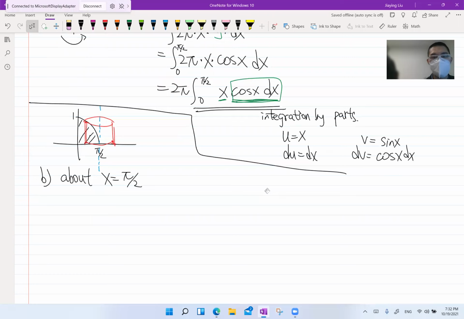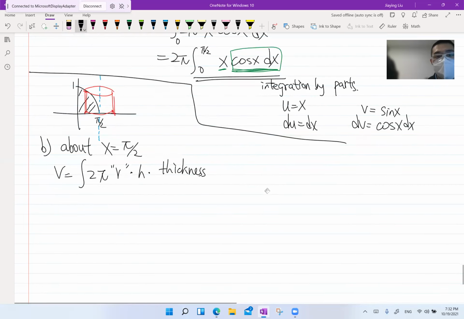But the axis of rotation is different now. So the volume equals, again, 2 pi times some radius times the height times the thickness. Now, what is the radius in this part? Right? The radius is actually the distance from this curve all the way to x equals pi over 2. So that's the radius.